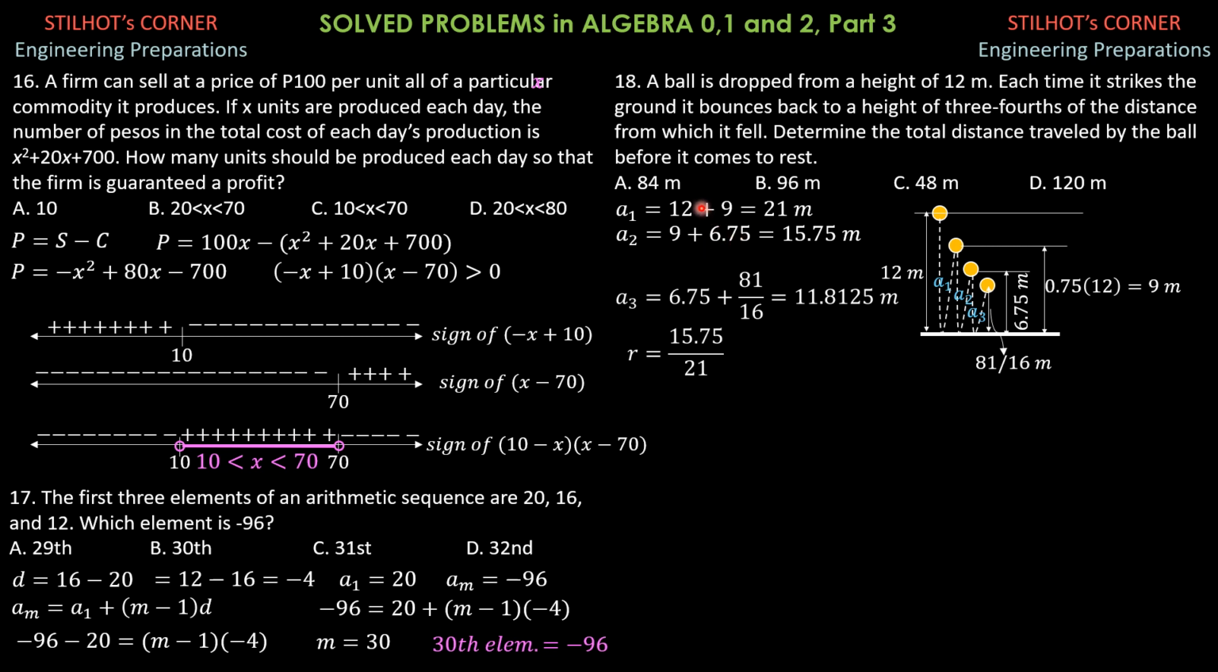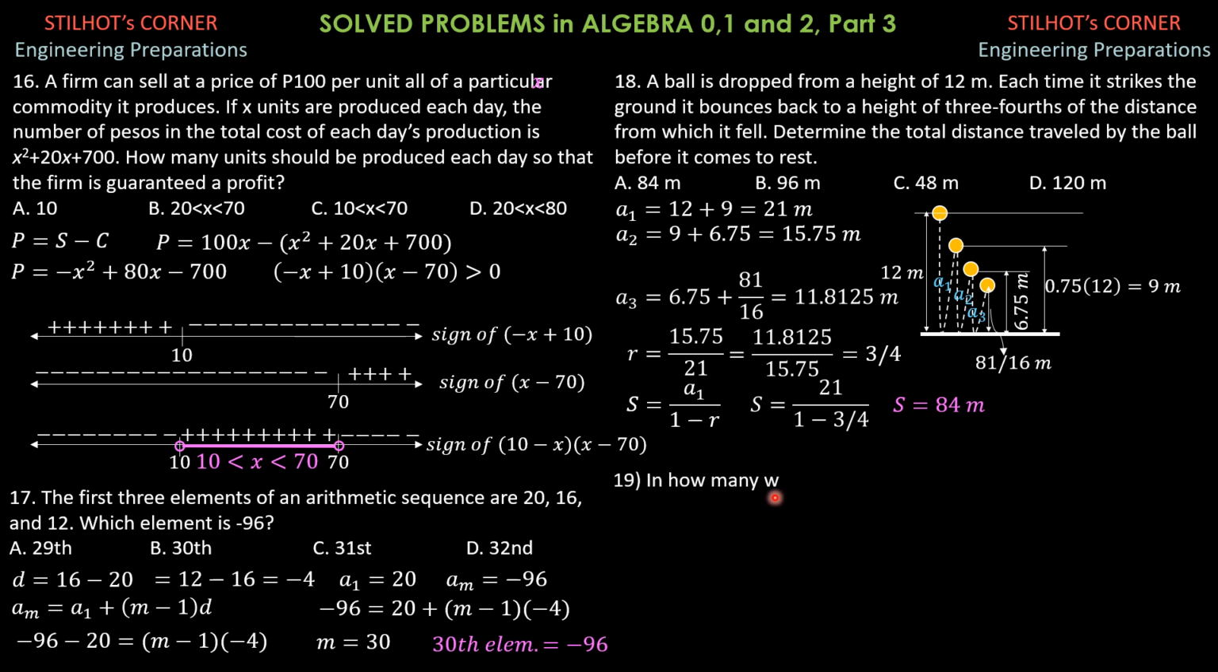Second divide by first. If it is constant, 15.75 over 21, is it equal to 11.8125 over 15.75? The answer is yes, it is 3/4. Therefore, R is 3/4. The sum of infinite geometric terms is first term over 1 minus R, A1 over 1 minus R. So substitute A sub 1 is equal to 21 over 1 minus 3/4. So therefore, the total distance traveled by the ball before it comes to rest is 21 times 4, and that is 84 meters.